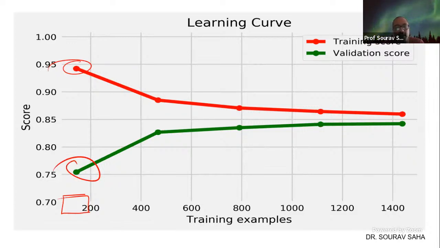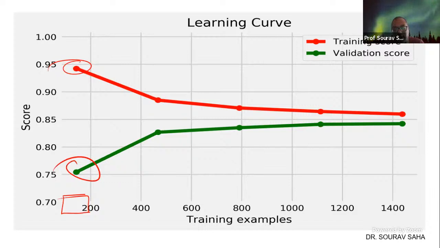If you see, as and when you increase the training examples, the training score goes down. The training score went down. Have you seen that? So I'm putting the model through more and more training, so ideally the training score should go further up, isn't it? It should go further up, but that is not happening.